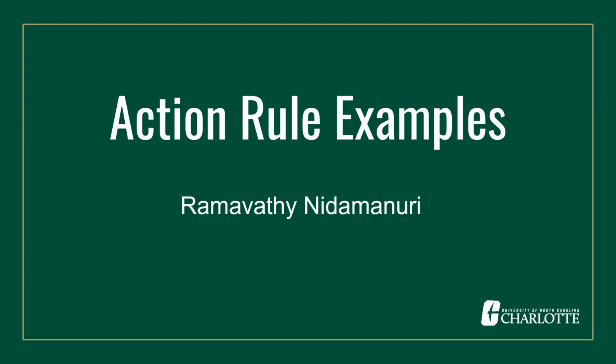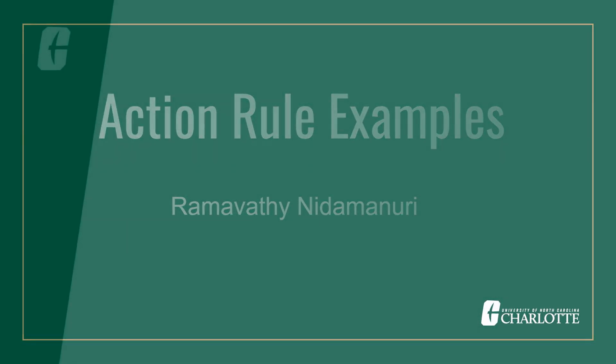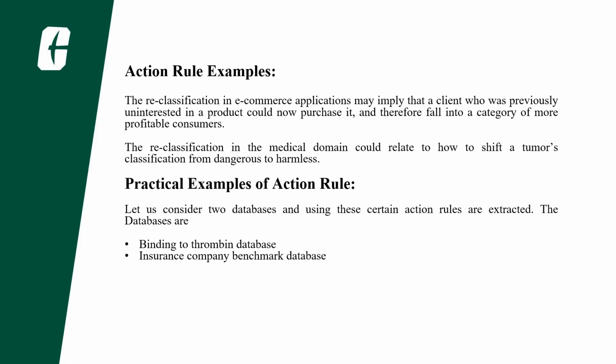The main purpose of this presentation is to talk about action rule examples. Action rule is a special type of rule, and these rules can be constructed from classification rules to suggest a way to reclassify objects to a desired state. Examples.